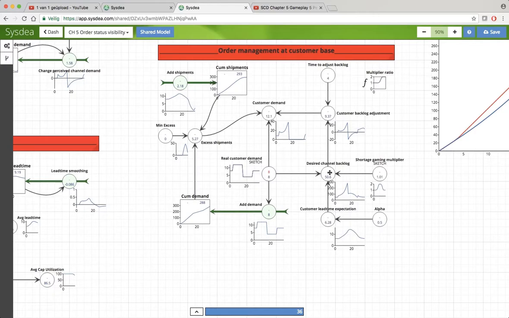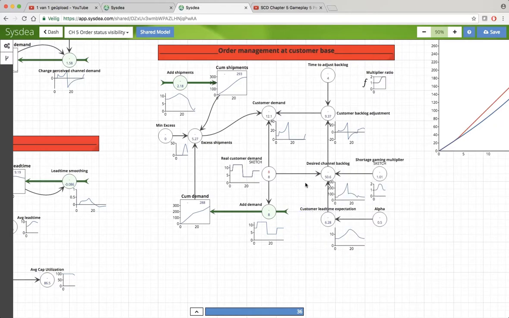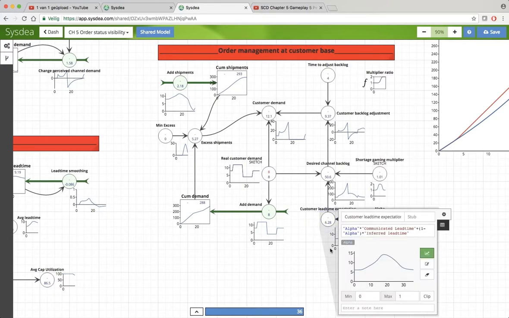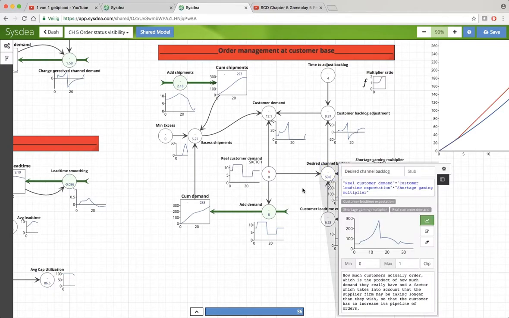And that's what's happening here in desired channel backlog. You multiply by the customer lead time expectation. So normally, in a steady state, suppose you want 4 every period, that's your real customer demand. Your lead time is 6, then you would expect that the channel backlog is 24. If it's less, if it's more, then you adjust. And in this case, the customer lead time expectation is a complex beast that we'll look at later. But at least that is the perception of the customer that is multiplied by the real customer demand.